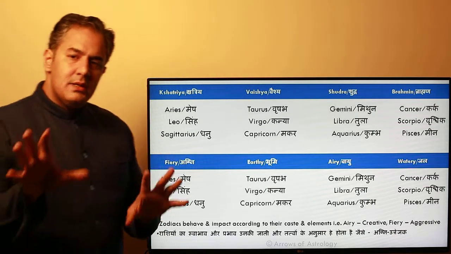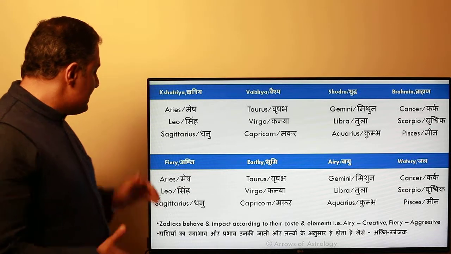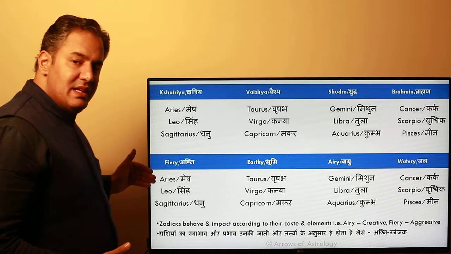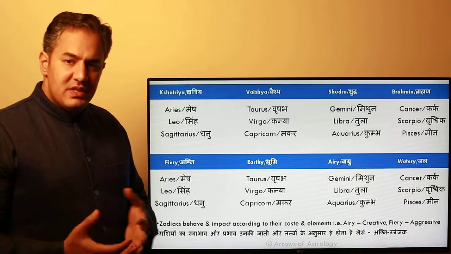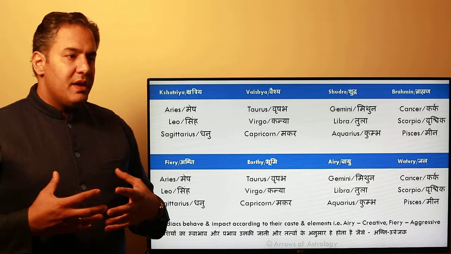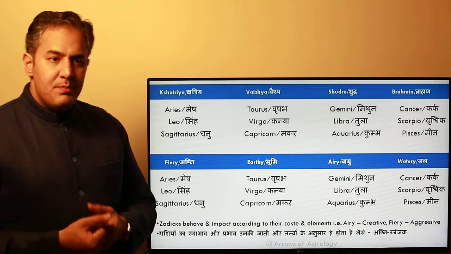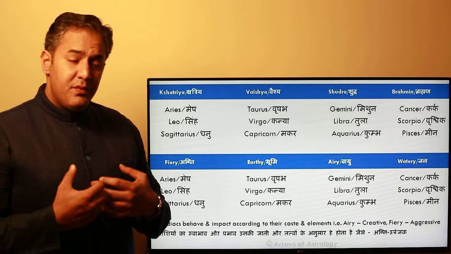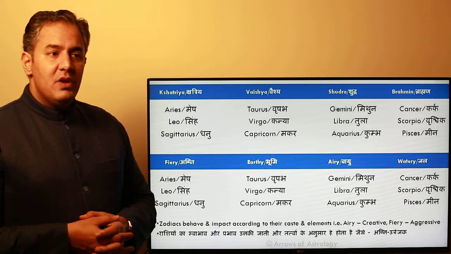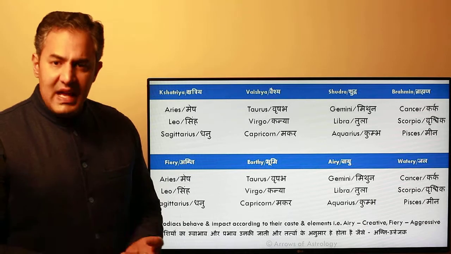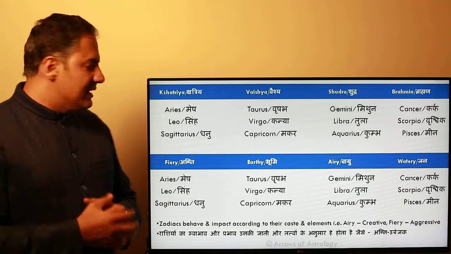If you look at the signs, what do these elements mean? These elements mean that a person with an Aries ascendant will have a fiery nature. He will be more of an aggressive person, more of an impulsive person. Rage and anger will be more in him. The energy, the fire: if a person is ruled by a fiery element, then he will be more energetic, more enthusiastic. So all these qualities of energy will be there in him.